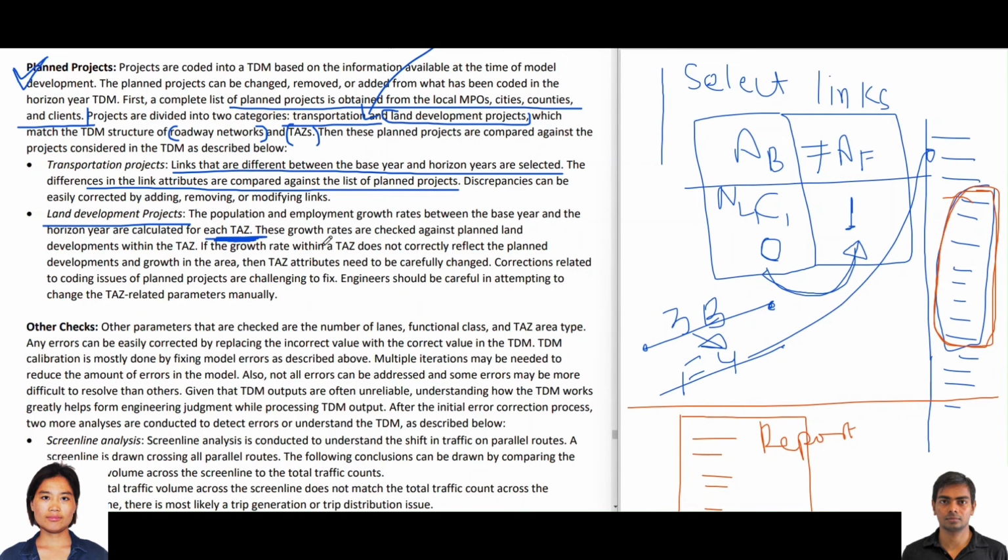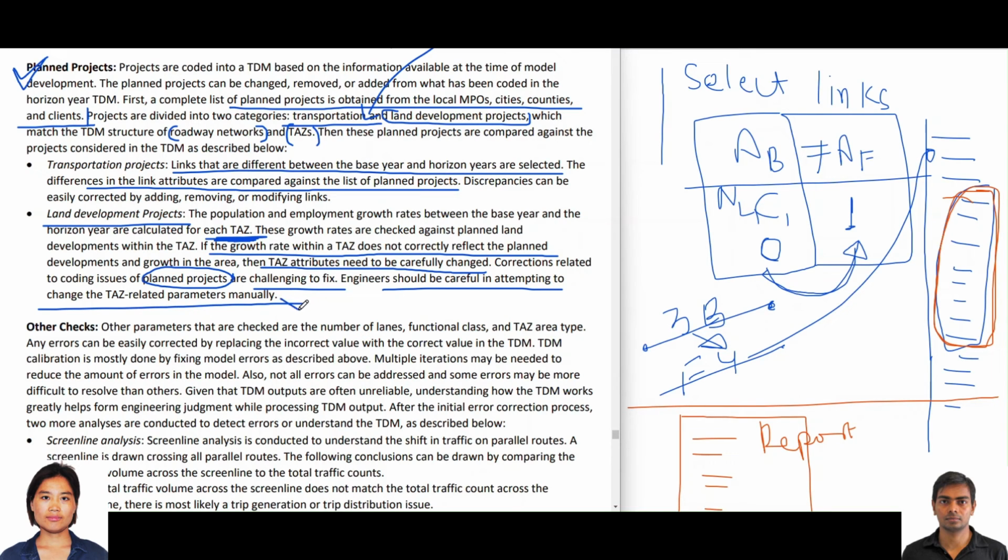We cannot change the population and employment that easily compared to the roadway attributes. So here, if the growth rate within the TAZ does not accurately reflect the planned development, then the TAZ attribute needs to be changed, carefully changed. Correction related to coding issues of planned projects, by planned projects here we mean land development projects, are challenging to fix. Engineers should be careful in attempting to change TAZ related parameters manually.